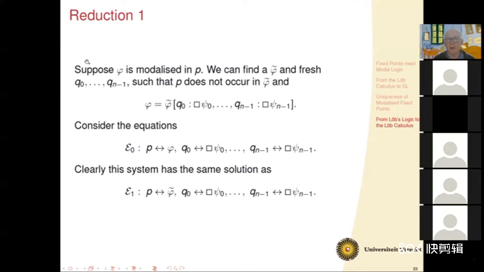Okay, so now we do the following, right? Consider phi. Now if you think about phi, phi is supposed to be modalized in P, right? So this means that P only occurs freely in the scope of a box.